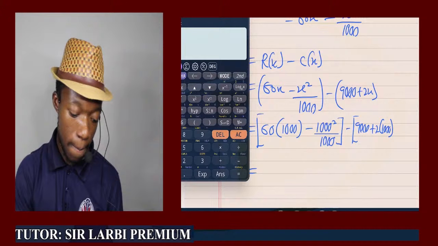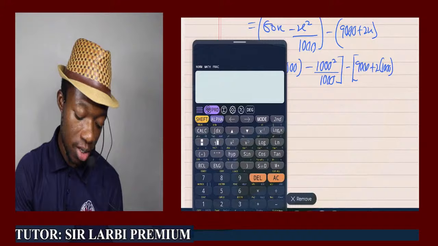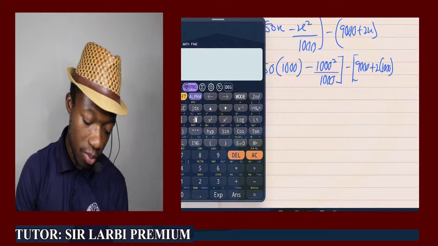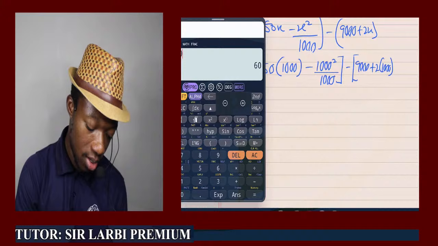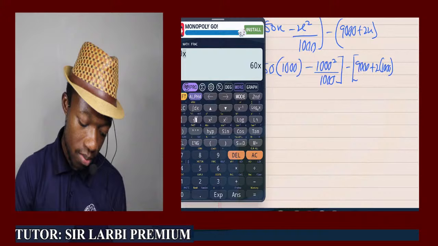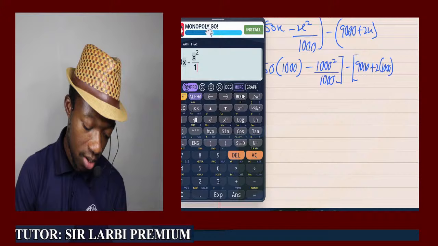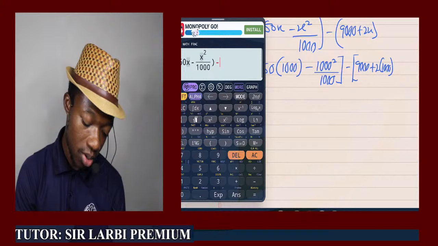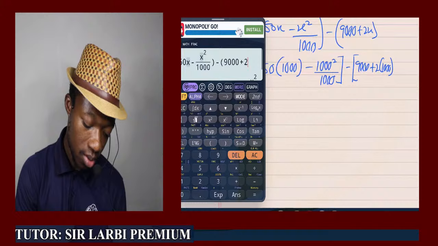So the equation is, I want to position this so that we can see. The equation is 60x minus x squared over 1000. So we just have to press 60, alpha x, minus alpha x squared divided by 1000. So that is the first part. Then put in a bracket here, bracket there, minus, another bracket, 9000 plus 2 alpha x, bracket close.